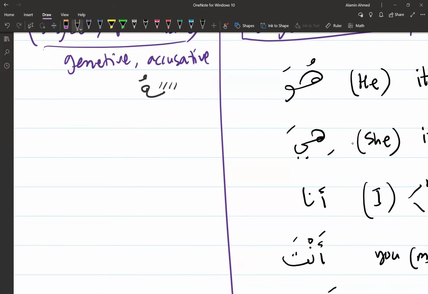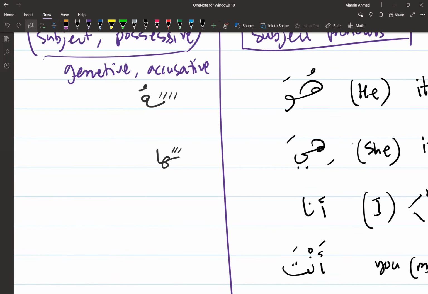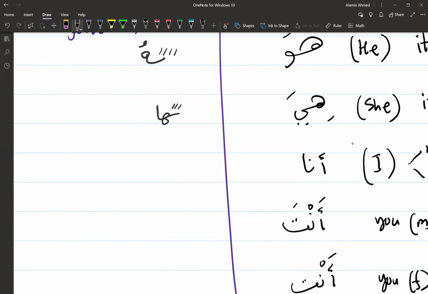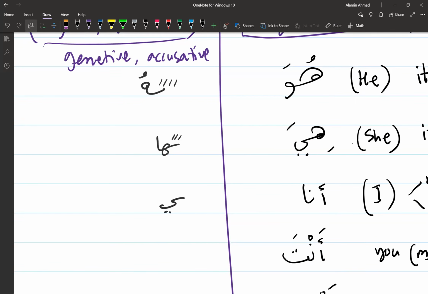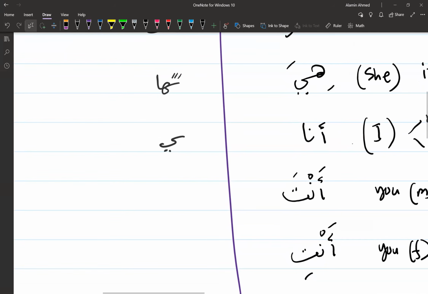And here is the same thing, ha. Okay, so you see the difference? Both of them are ha, but ha with dhamma is the attached pronoun for huwa, and ha with fatha and alif is the attached pronoun for hiya. Now, then we have ya. Ya is for ana. Right now, it's probably not going to make too much sense because they need to be connected with something. So inshallah, when we see them in examples, everything will make sense.